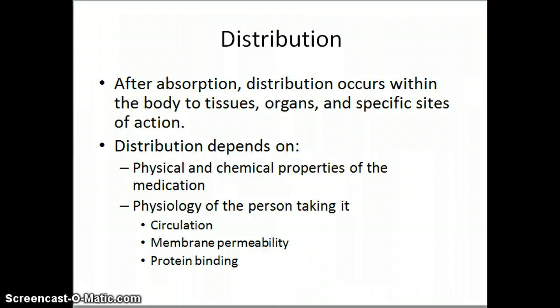Distribution is looking at how it gets to the organ where we want it to exert the effect. The chemical property of the medication, and then the person that takes it, the physiology, again, the circulation, their membrane permeability, will it be allowed in past that membrane into the cell, and then the protein binding is your albumin, your pre-albumin. Older adults that do not eat enough protein and have lower albumin levels or liver function that is altered as a result of aging.